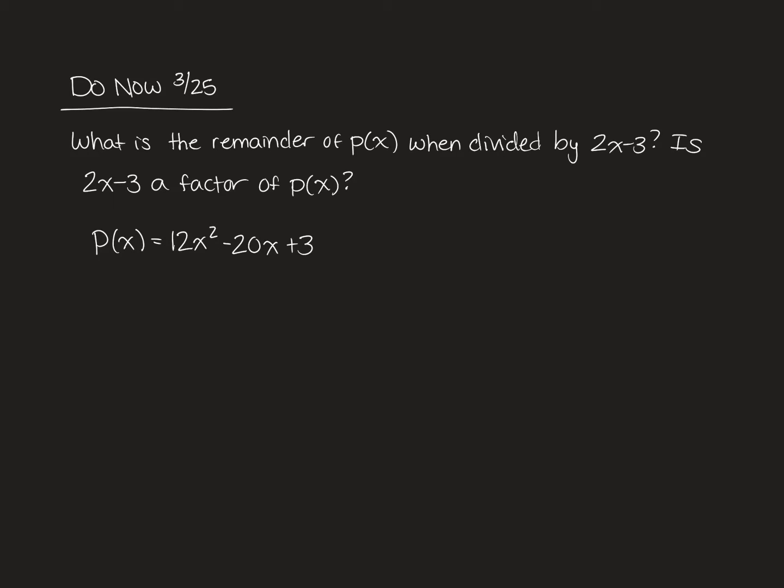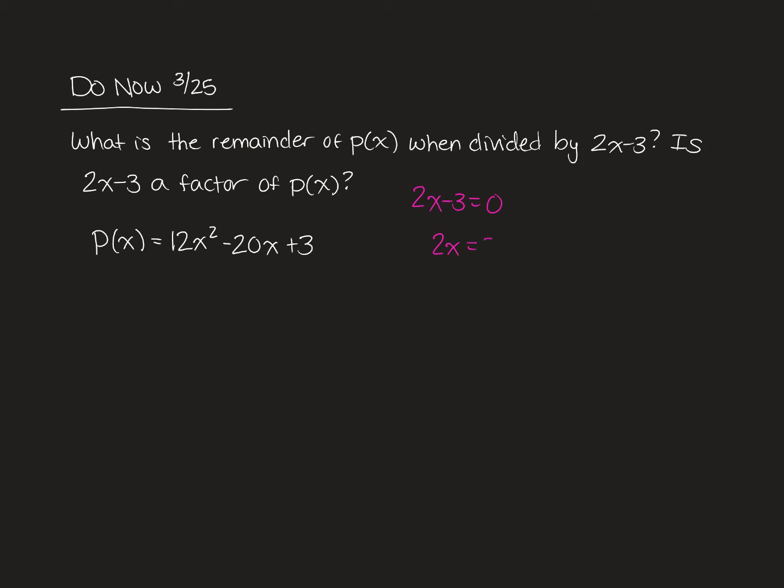So we are asked, what is the remainder of p of x when divided by 2x minus 3? Is 2x minus 3 a factor of p of x? So remember the trick to find the remainder. You set 2x minus 3, or whatever you're dividing by, equal to 0, and then solve for x.